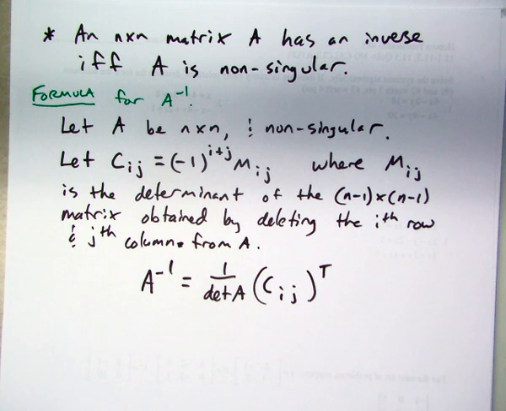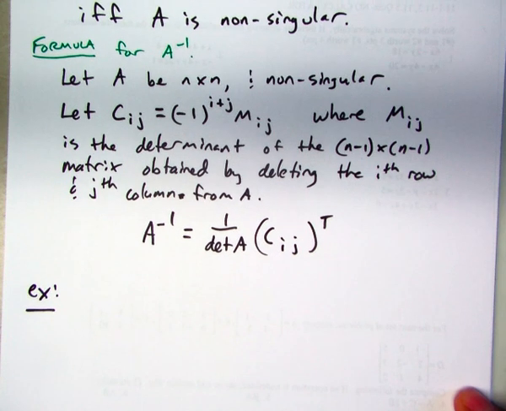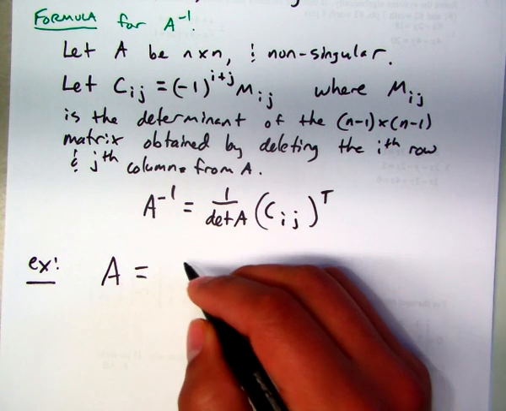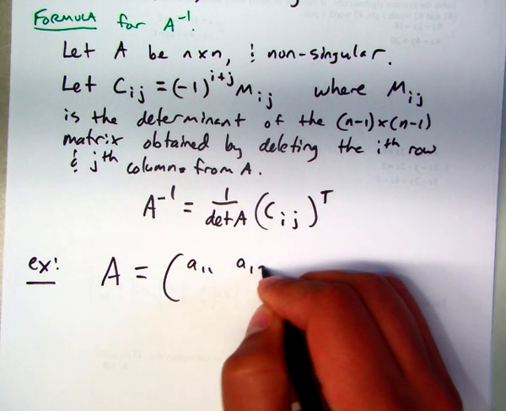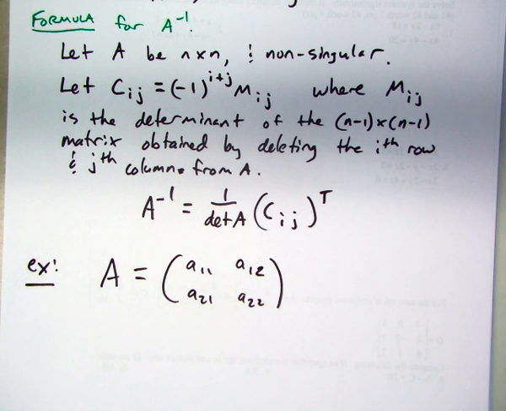Okay. This probably seems a little weird, the way this is written out. It'll make sense, I promise. Let's say A is a 2 by 2 matrix. Here's how we can find its inverse using this idea.